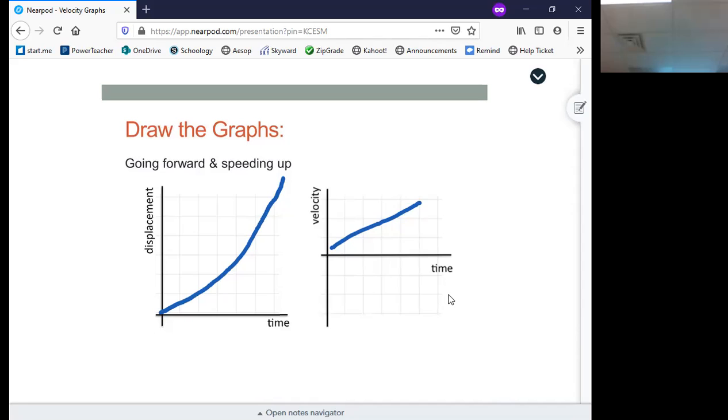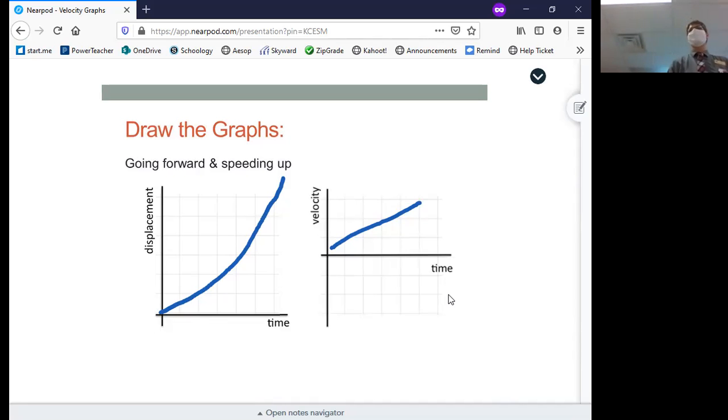Someone want to explain velocity? Go ahead, Christian. Velocity going up. Yeah, and specifically, just to be a little bit more clear, it's not necessarily the fact that it's going up, it's the fact that it's getting further away from zero. The fact that it's getting further away from zero means that it's speeding up, and then it's positive because it's going forward. You all right with this?